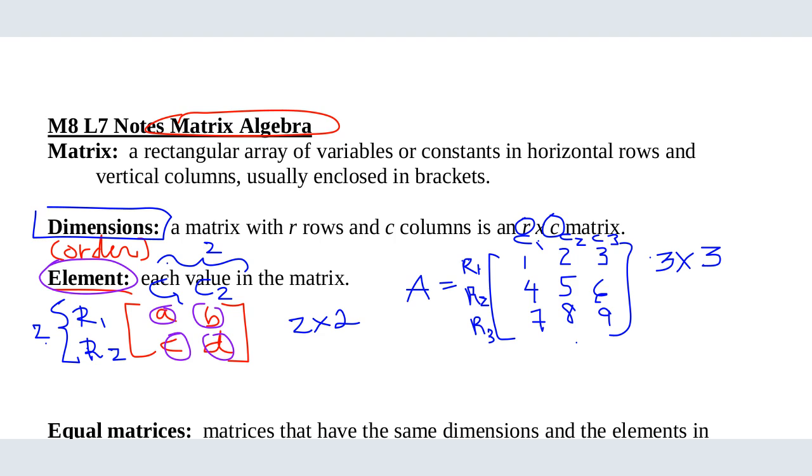So 3 columns. If we wanted to find a specific element, we would have R 1, C 3, where R represents the row and C represents the column. So we're going to go to row 1, column 3, where they meet is the element. Again, if you had row 2, column 3, the element is 6.